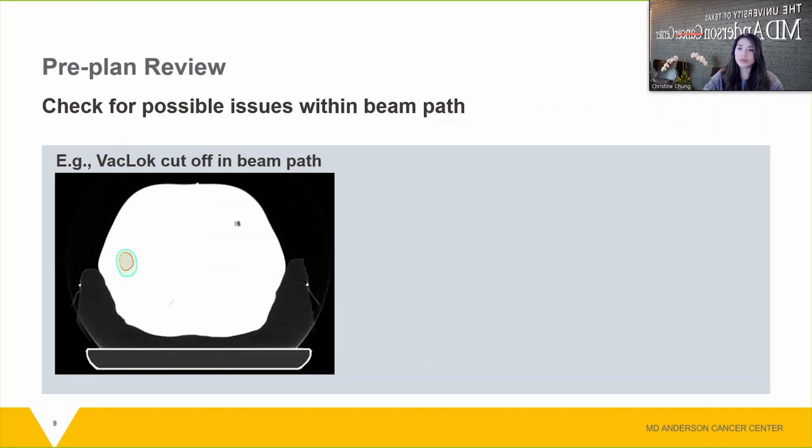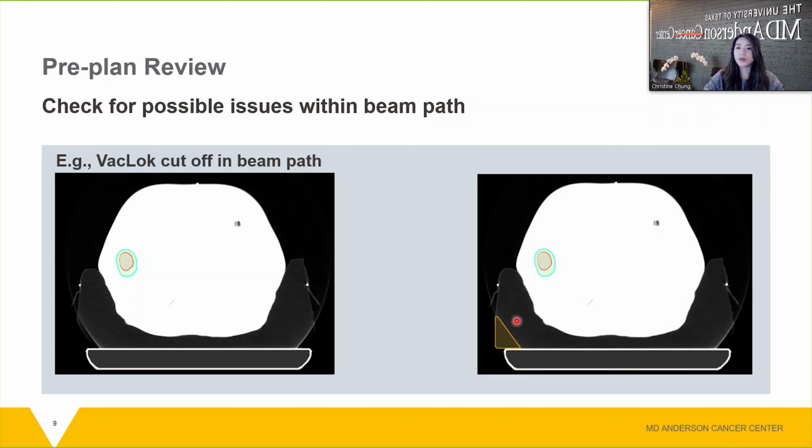In contrast, for this liver case, it had less Vac-Lok cutoff, and it was pretty obvious. Physics decided that I draw in a small triangle to estimate the missing Vac-Lok and set the Hounsfield unit to the average of the area, which was about 950.